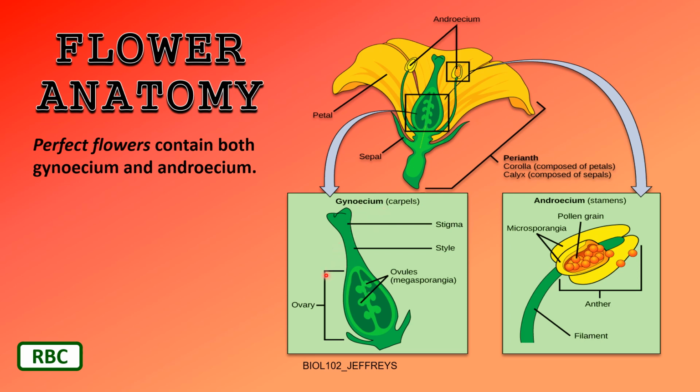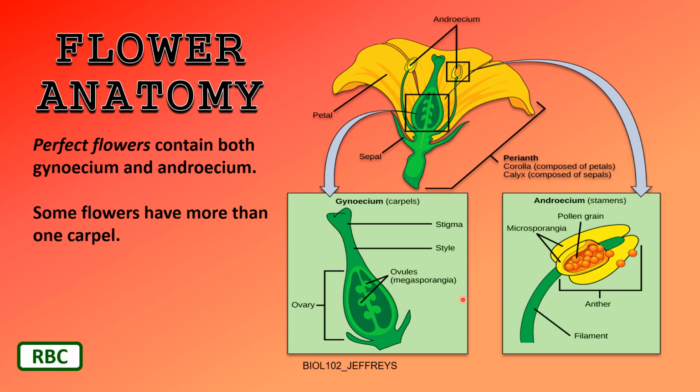The gynoecium consists of the stigma. This is this bulbous end. It's sticky to catch the pollen, and the style, which is hollow in it, to allow the pollen tube to go down through. And then the ovary down here has the eggs, the megasporangia, that will eventually make seeds.